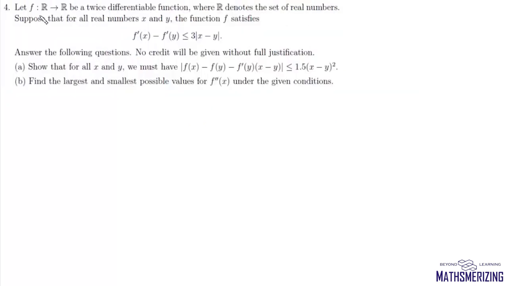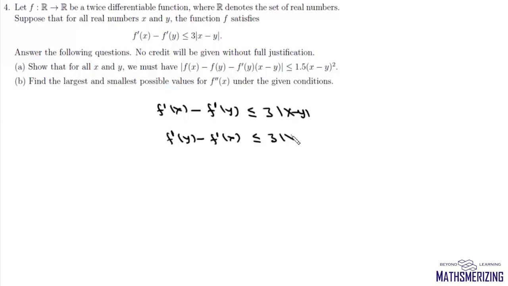Now, question number 4 is: the function f is defined from R to R and let it be a twice differentiable function such that mod of f dash x minus f dash y is less than or equal to 3 times mod of x minus y. Now, if we interchange x and y, we can write this as mod of f dash y minus f dash x is less than or equal to 3 times mod of x minus y. That is, from here we can clearly say that mod of f dash x minus f dash y is less than or equal to 3 times mod of x minus y.